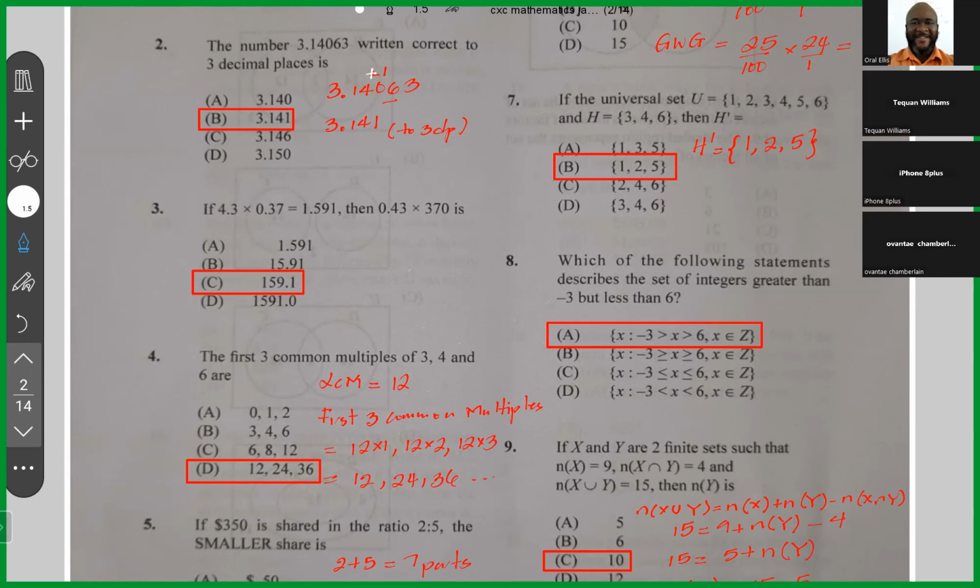Number 8, again, I'm surprised persons got number 8 wrong. All right. And I think I might have selected the wrong answer as well. It says, which of the following statements describe the set of integers where x is greater than -3, but less than 6.